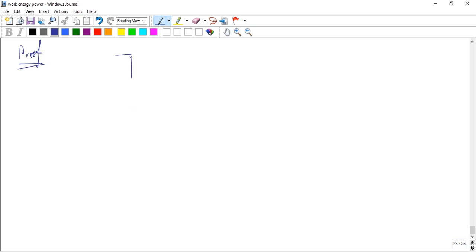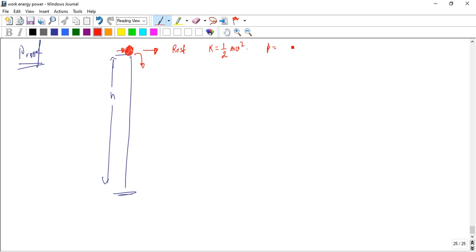That is a building. The height of the building is h. At the top of the building, a ball or an object is placed here. If someone pushes that ball, then the ball goes down due to gravity. At the top point, the ball is at rest. We know that kinetic energy equals half mv square, and potential energy equals mgh.